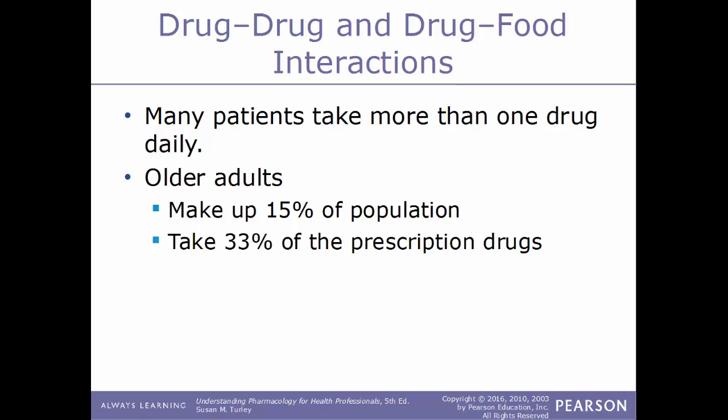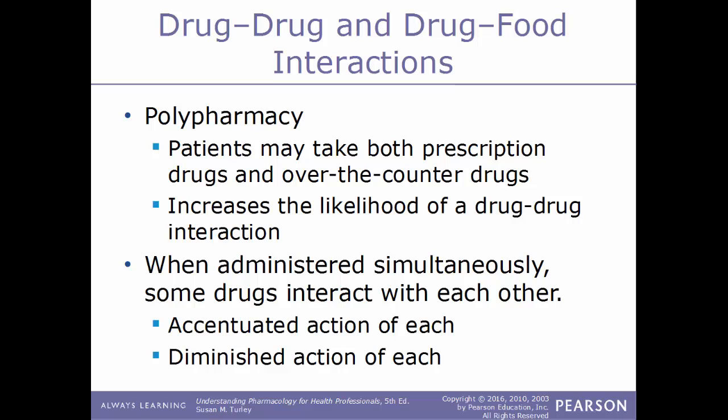Now, many patients take more than one drug on a daily basis, especially true for older adults. They make up 15% of our population, but they take 33% of all prescription drugs. And that often leads to something called polypharmacy. This is when patients take both prescription drugs and over-the-counter drugs. So the more drugs that you are taking, the more likely that you're going to have a drug-drug interaction.